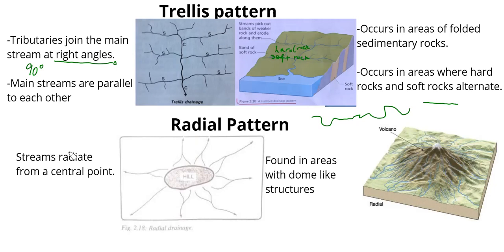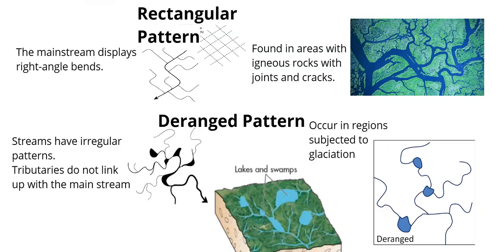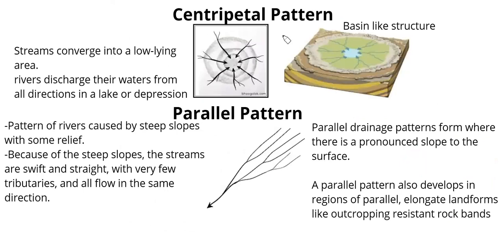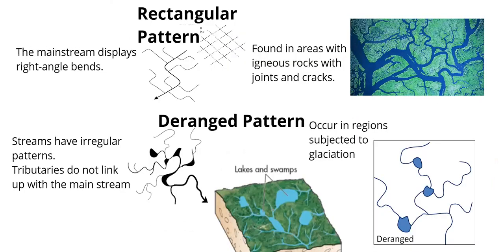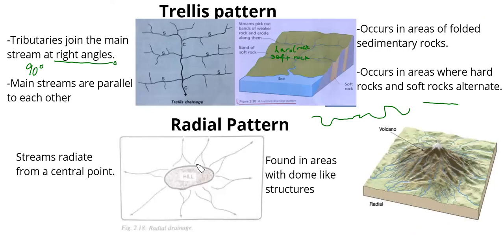Now, let's look at the third one, which is the radial pattern. I don't want you to confuse the radial pattern and the centripetal pattern. I just skipped it, but I don't want you to confuse them. Can you see what is happening in the centripetal? All the streams are coming together. They're emptying into one lake or one dam, all of them. But with the radial pattern, we have our streams moving away from each other.